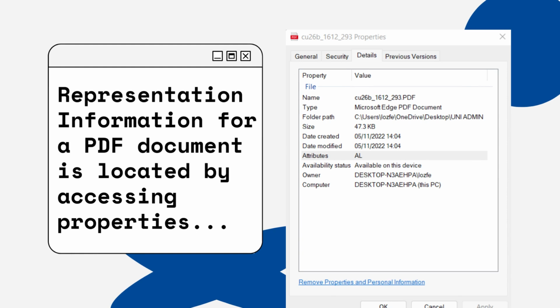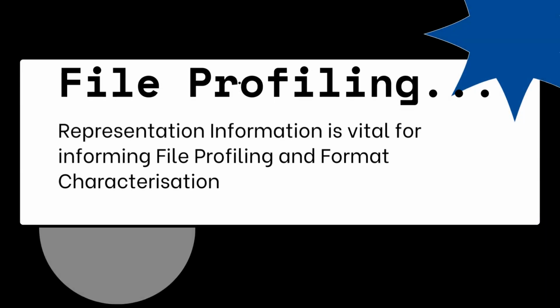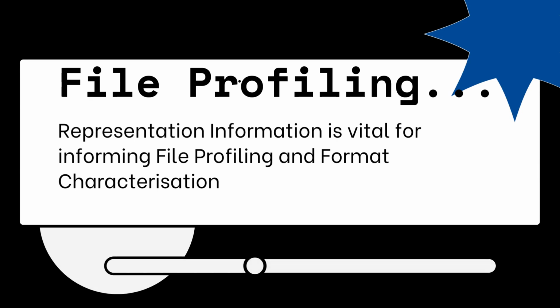Representation information for a PDF document is located by accessing properties, and you can see here that once accessed, you can reveal the folder path, the size of the file, and other information. File profiling is also another useful tool, because representation information is really important for informing file profiling and format characterization.